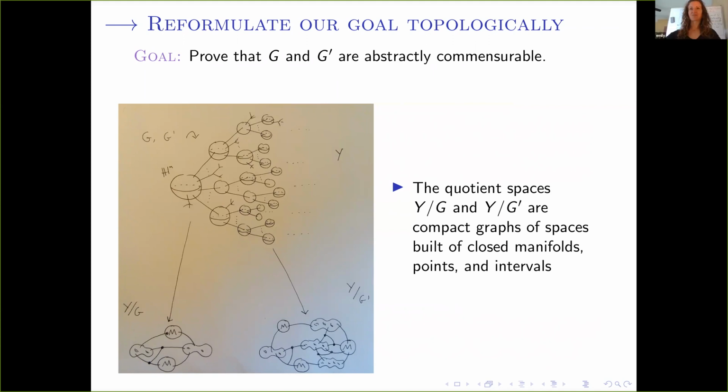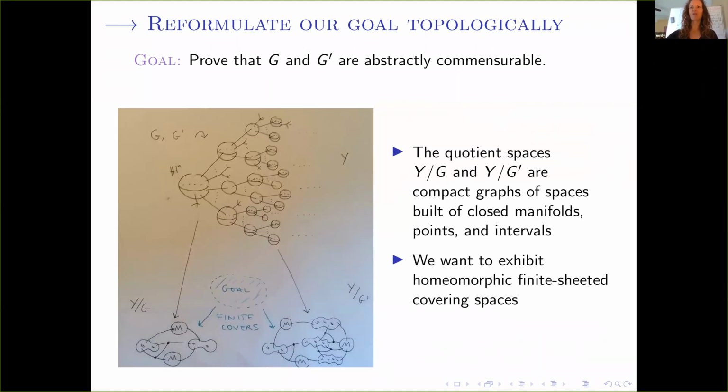Okay, so once we've found the space Y, and I'll explain the construction a little later in the talk, we have these two very nice quotient spaces, and now our goal is to find homeomorphic finite sheeted covering spaces of these two quotients. So once you find homeomorphic finite sheeted covers, you get your isomorphic finite index subgroups.